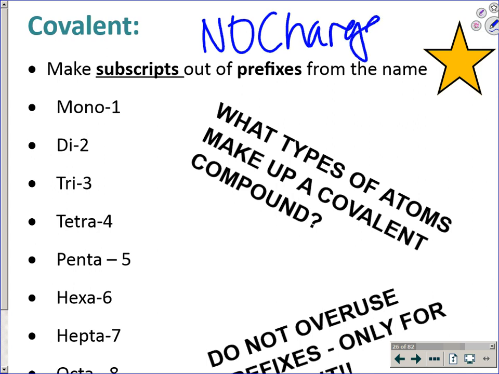That's a big deal because you're going to be like, oh, let me go look for the charge. Let me crisscross charges. No. Do not do anything with charges. No crisscrossing. You name it as you see it. You write it as it's named. There's no question about how to do this.